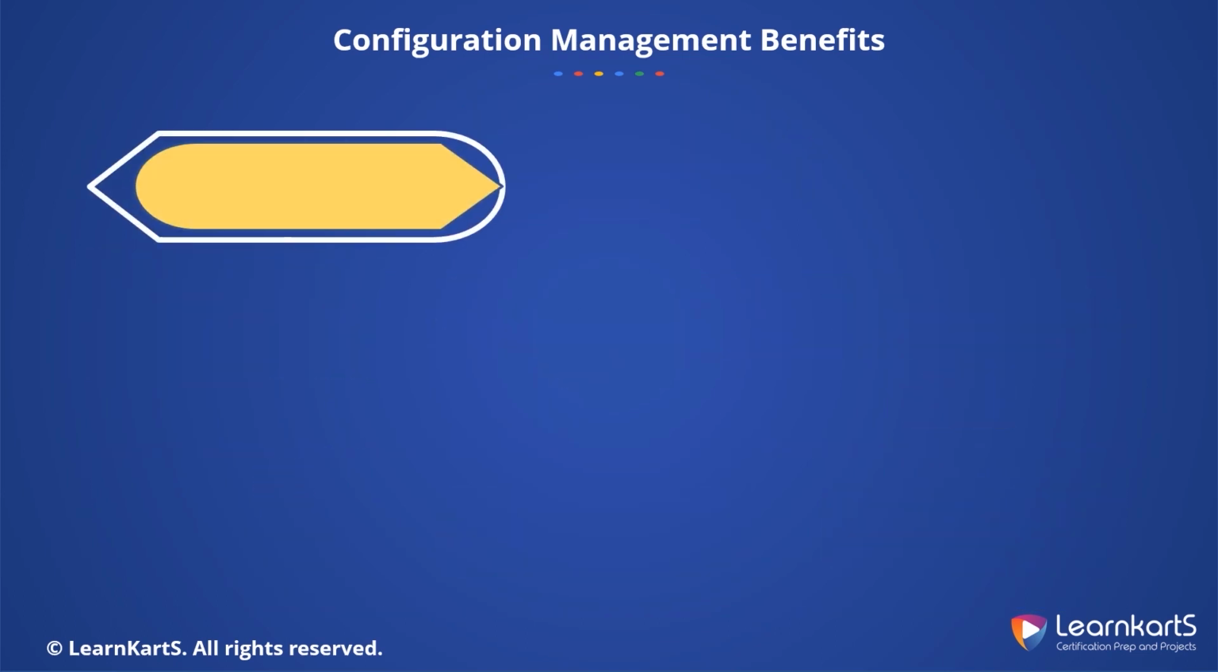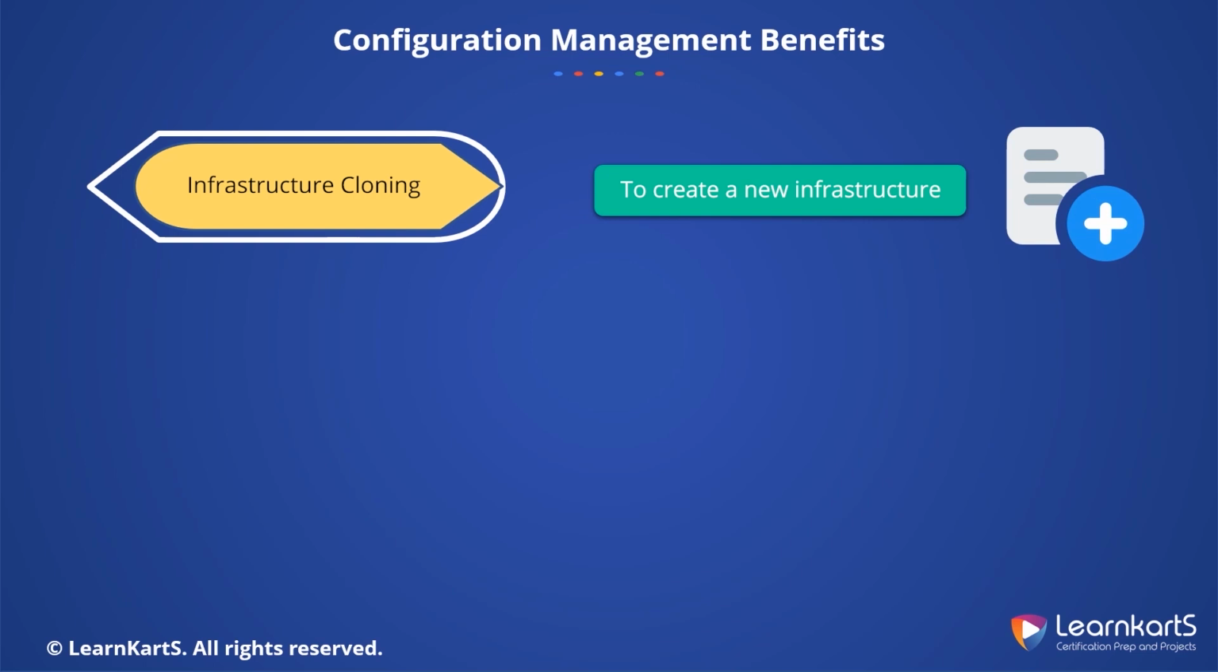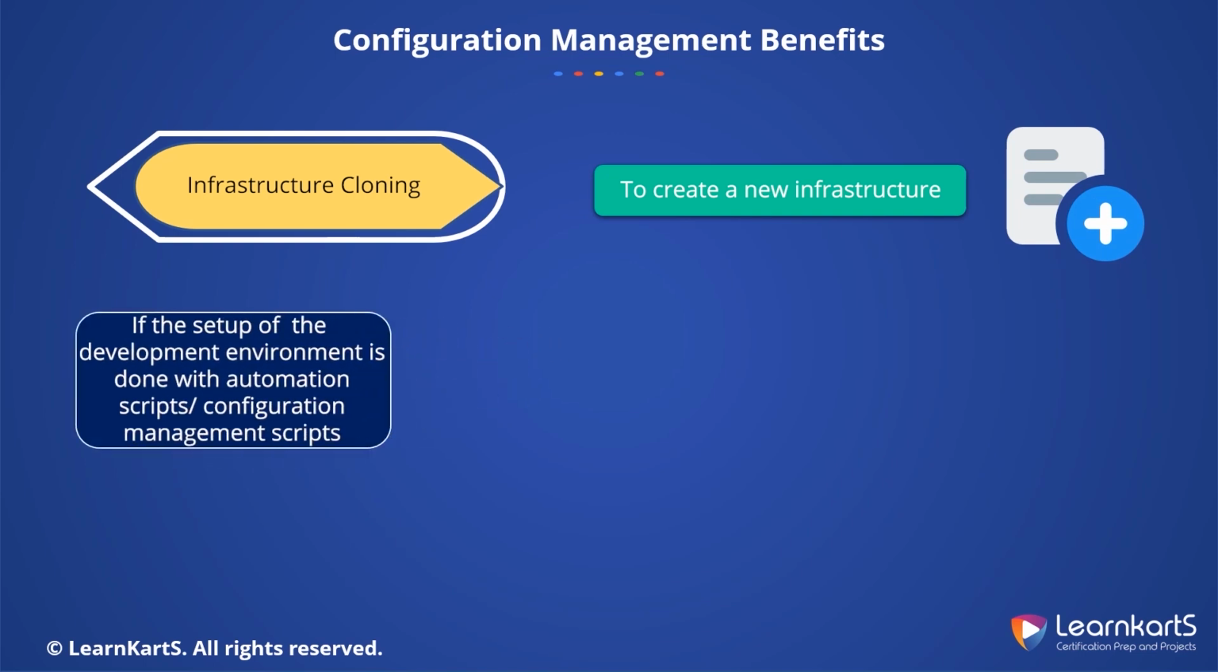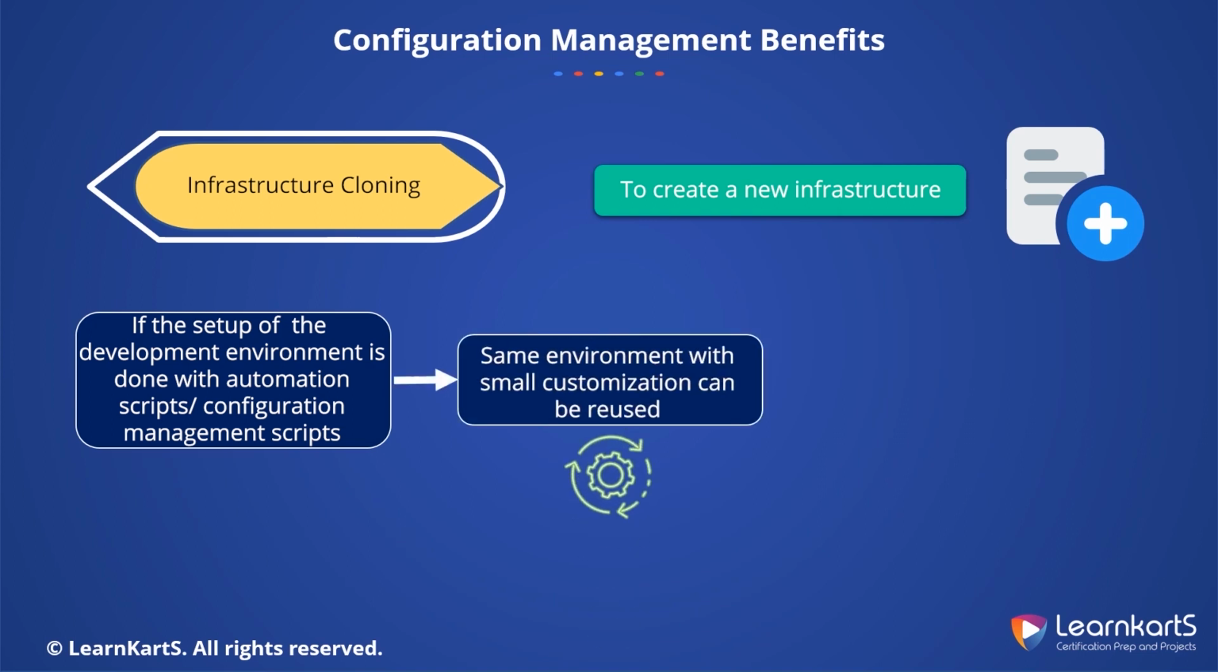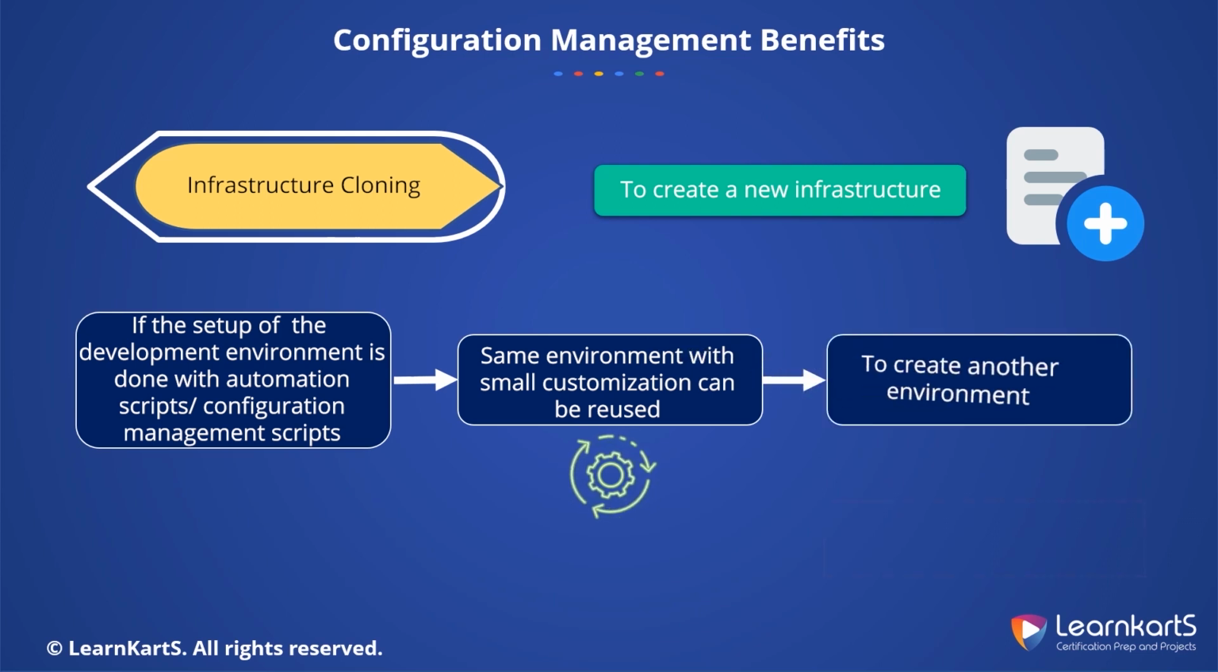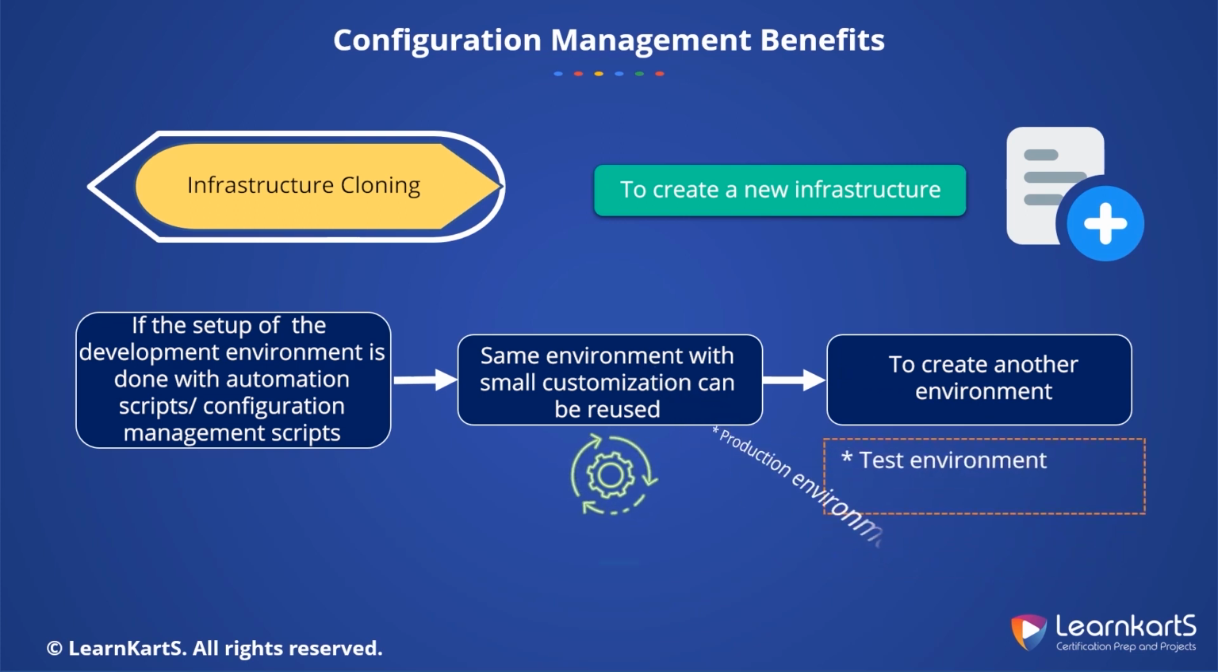The third one is infrastructure cloning. It basically helps us to have a new infrastructure created. Let's say you have some dev environment. If you have to do it manually, then it's a huge effort, because you have to replicate the same steps there. But if you have done the setup of this dev environment with the automation scripts, the configuration management scripts, then the same environment with some small customizations can be used. The same scripts can be reused to create another environment, and this can be a test environment, a pre-prod or a production environment.